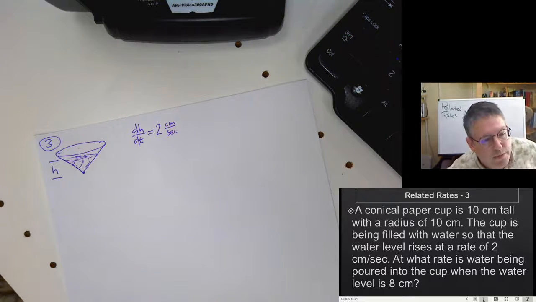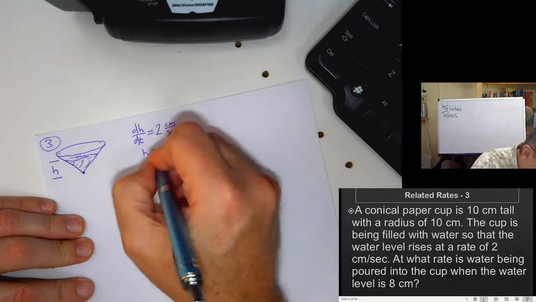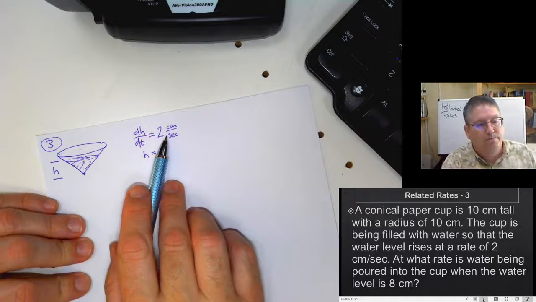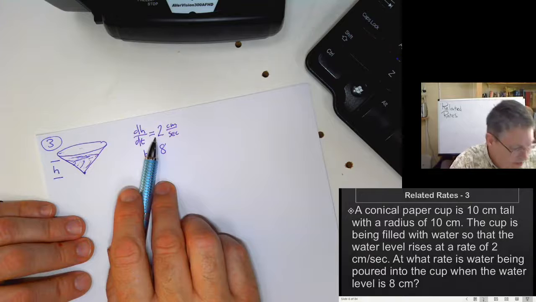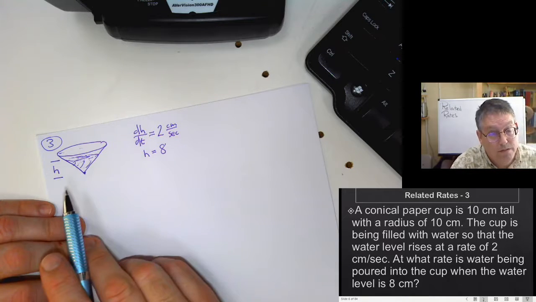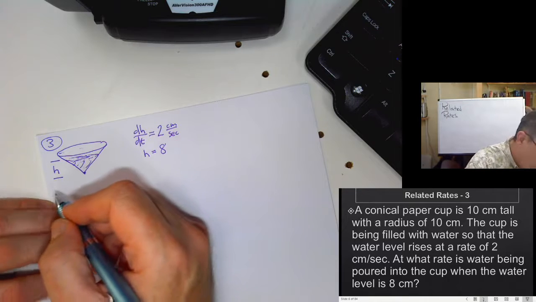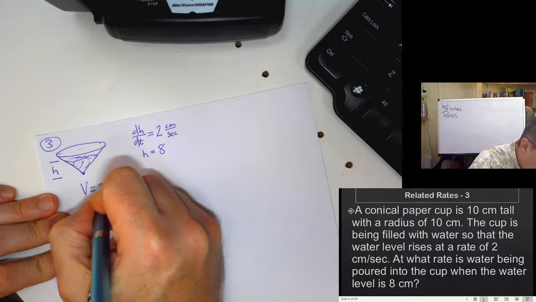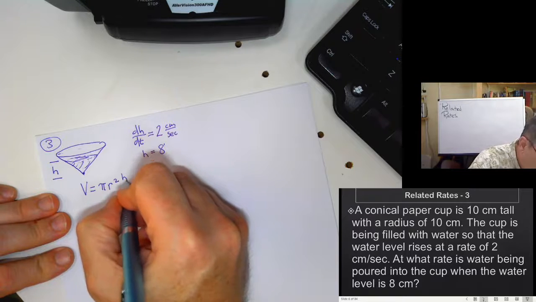All right. At what rate is water being poured into the cup when the water level is 8 centimeters? So this is at H equals 8. At H equals 8, dH/dt equals 2, because that's the height and that's the rate of change of the height. Now, what's the formula for the volume of a cone? I'm not going to pretend I didn't have to look it up, because I did. So the volume of a cone is pi r squared h over 3.